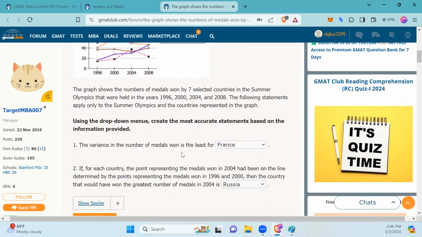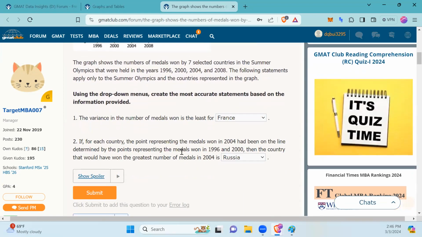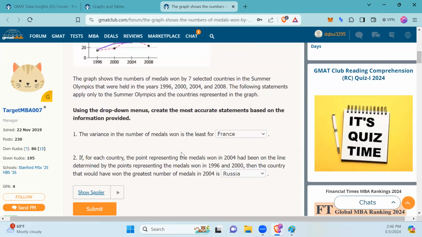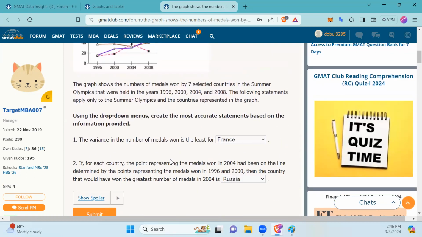What happened? Probably communism happened. And so it doesn't have as many medals anymore.